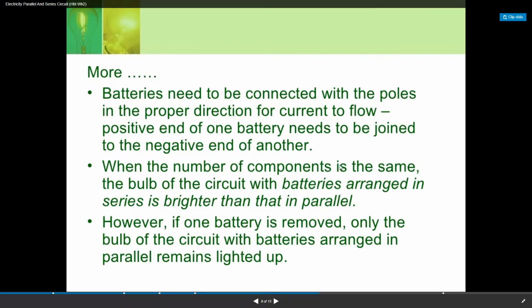When the number of components is the same, the bulb of the circuit with batteries arranged in a series is brighter than when the batteries are arranged in a parallel. However, if one battery is removed, only the bulb of the circuit with the batteries arranged in the parallel remains lit up.